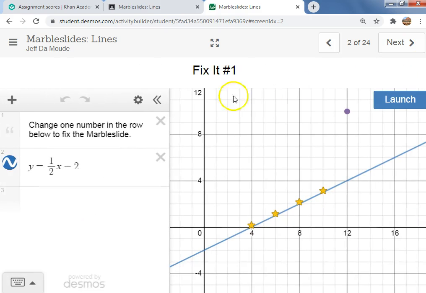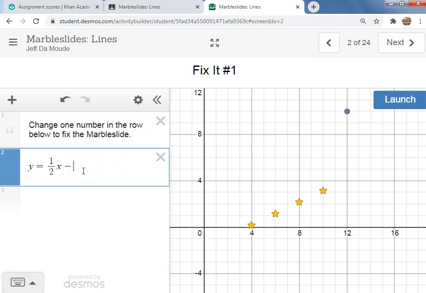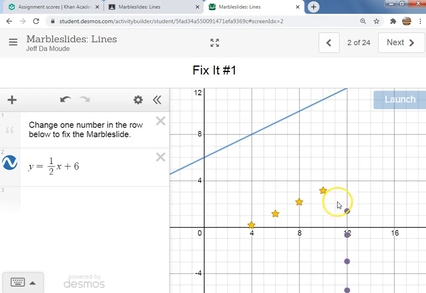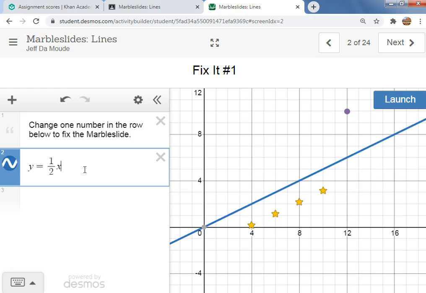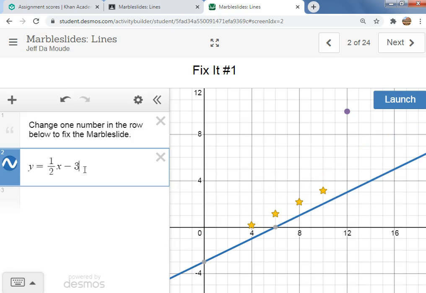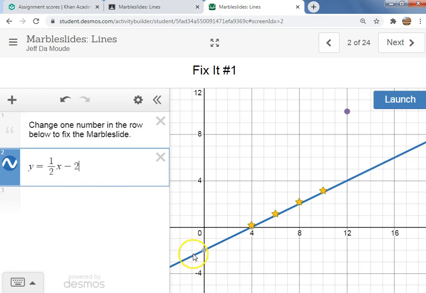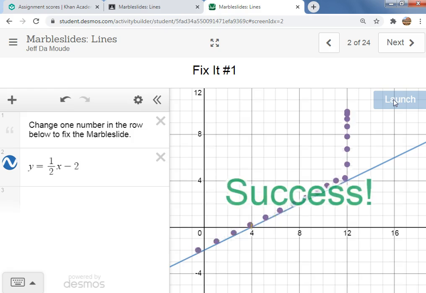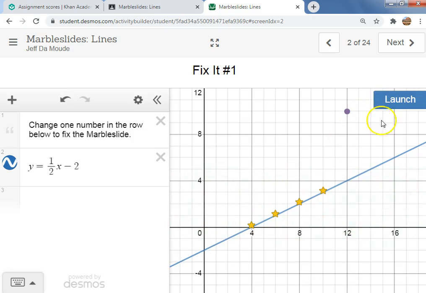So I'm going to go next, and it says fix this one. I already fixed it. Whoops, hold on. Let's say it was like this, okay? If I hit launch, those marbles are going to drop straight down. So right now, all I have to do is fix the y-intercept and make it go down to different areas. See how right here I have a y-intercept at -3. If I move it up a little bit, I've got a y-intercept at -2. But the slope is 1 over 2 because it goes up 1 over 2, up 1 over 2, up 1 over 2. And that allows me to let the marbles hit the stars, and we have what's called success.